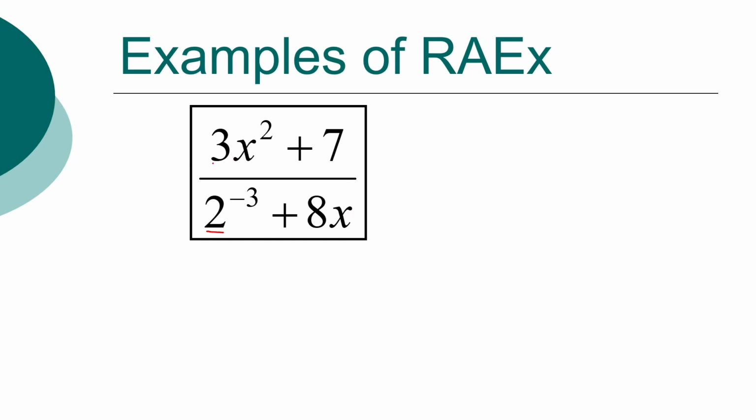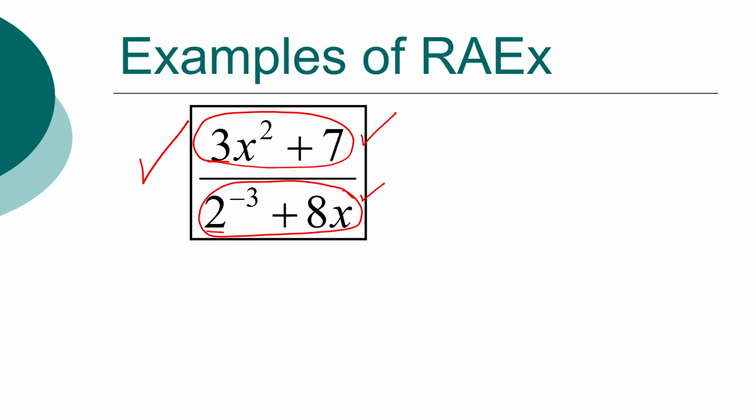Again, look at the numerator. Is this a polynomial? Yes, this is. Look at the denominator. Is this a polynomial? Yes, this is a polynomial. Do not look at the fraction as a whole. Look at it separately. Look at the numerator if it is a polynomial. Look at the denominator if it is also a polynomial. So if both numerator and denominator are polynomials, then it is a Ra-X.